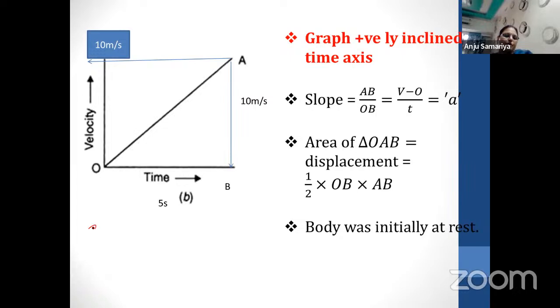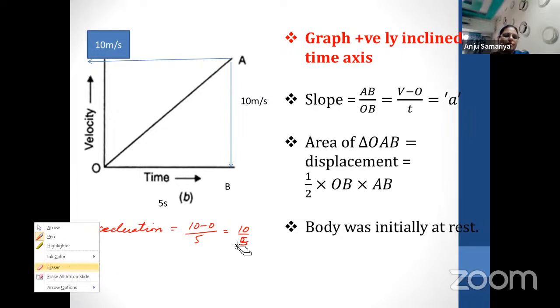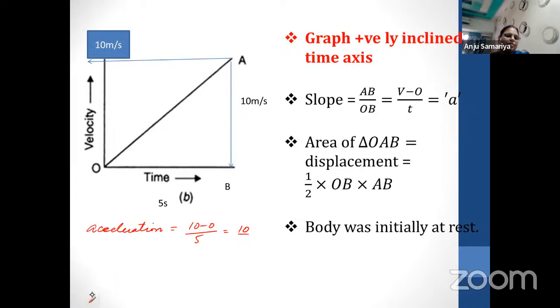So acceleration, that is 10 minus 0 upon 5, which is 2 meters per second squared.